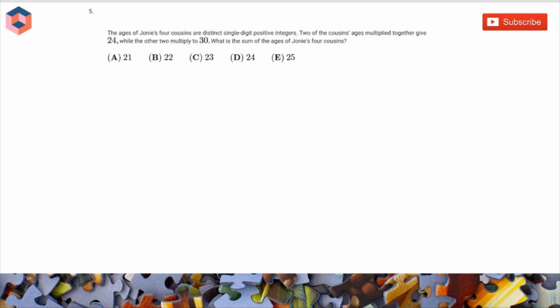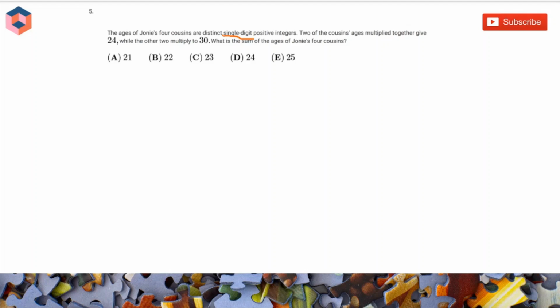Problem number 5. The ages of Joni's 4 cousins are distinct, which means different, single-digit positive integers. So I'm going to underline that because that seems probably important. 2 of the cousins' ages multiplied together give 24, while the other 2 multiply to 30. What is the sum of the ages of Joni's 4 children?